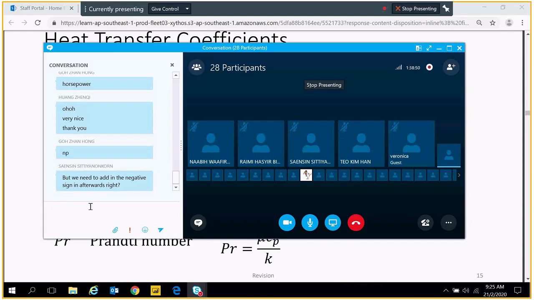There's no need to add in the negative sign, just because negative sign is a confusing part. Don't worry about the negative sign. Just do your normal calculation.